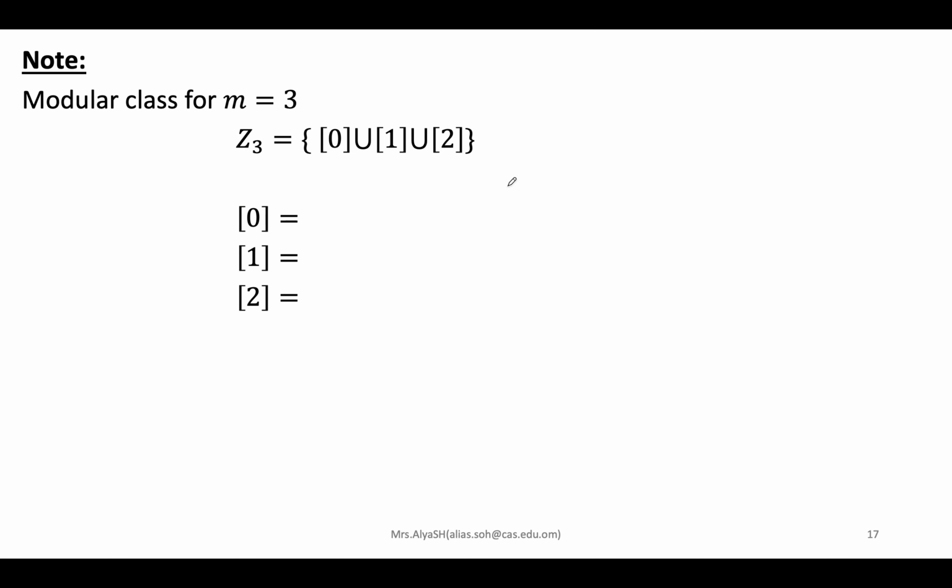Now, on your own, you can stop the video and try to find the modular class 3: the remainders, and the elements of each set. For class 0, you should just multiply 3 by z, and 3z plus 1 to find the elements of class 1, and 3z plus 2 to find the elements of class 2.